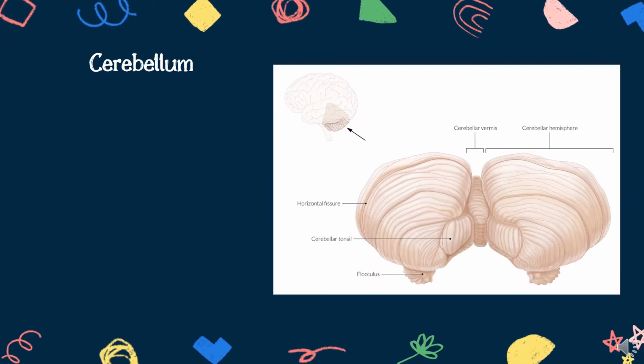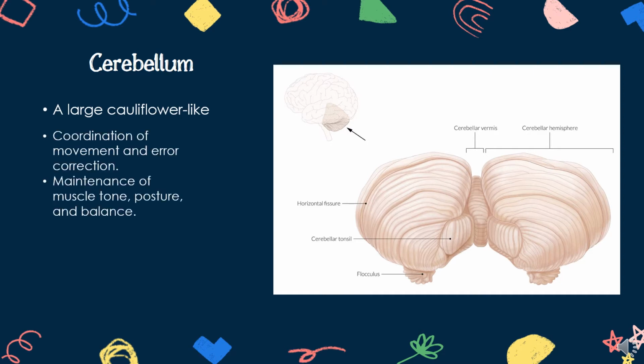We will discuss the cerebellum. A cerebellum is a large cauliflower-like structure. Its function is the coordination of movement and error correction and maintenance of posture, muscle tone, and balance. In the image, we can see a posterior view of the cerebellum. We have the cerebellar hemisphere, the left and the right hemisphere, and the one that is dividing the 2 hemispheres is what we call the cerebellar vermis.